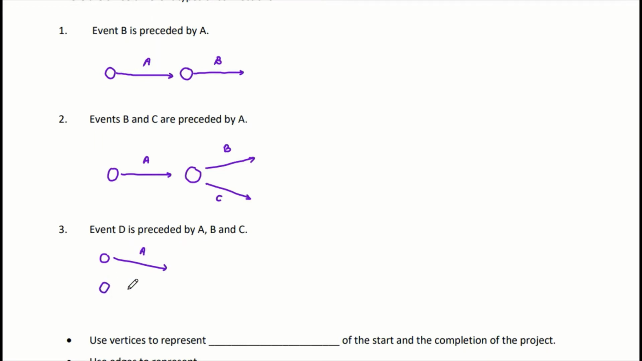Alright, then after that, another one you have task B. And then another one you have task C. Okay, so when these three events are completed, then only you can start task D. Alright, so this is how you draw it.